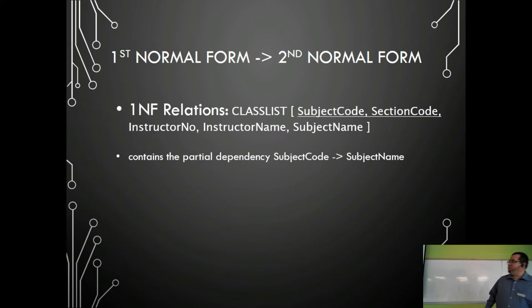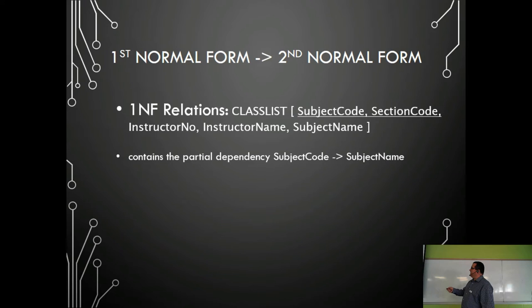So, these are our first normal formulation. Class list, subject code, section code, subject name, instructor number. Now, they're talking about a partial dependency. A partial dependency is when part of the data only depends on part of the primary key.